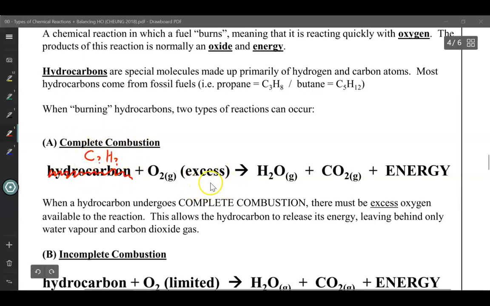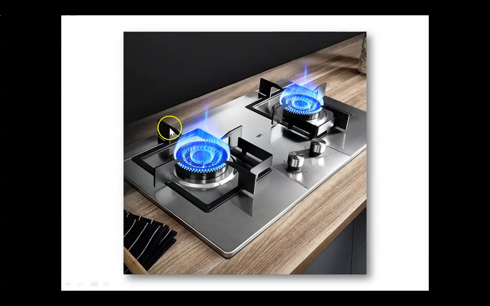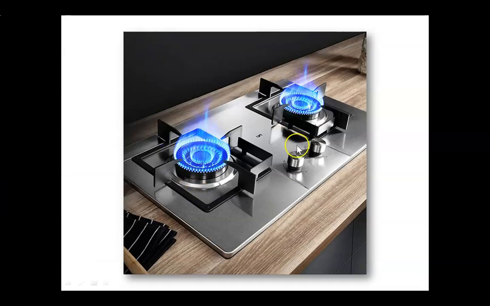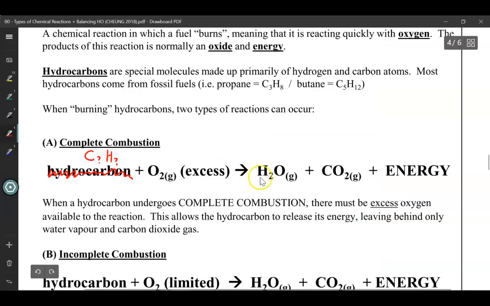Now the word excess means a lot of, more than you need. So if you have a lot of oxygen, if you have excess oxygen during this combustion reaction, we say it's complete combustion. So if you've ever seen a gas stovetop with a blue flame, they design these nozzles to mix the gas with the right amount of oxygen, excess oxygen, so you end up with nice, clean burning, complete combustion, where the only waste products are water and CO2.